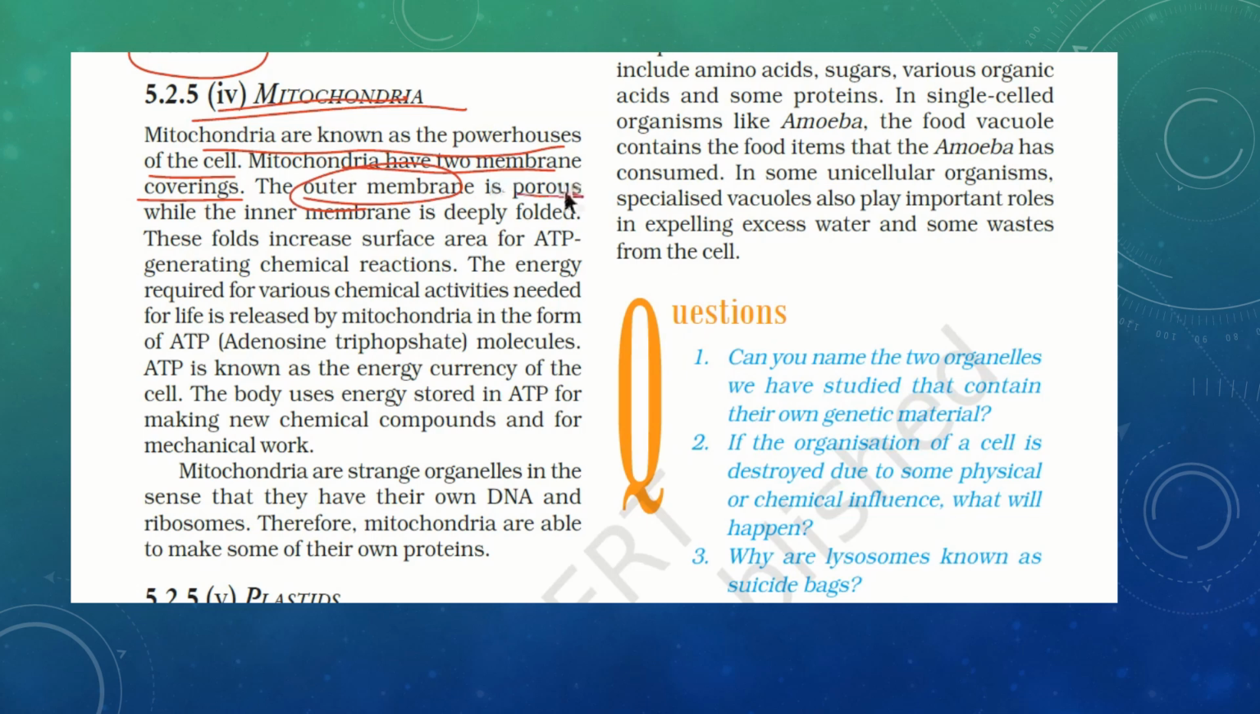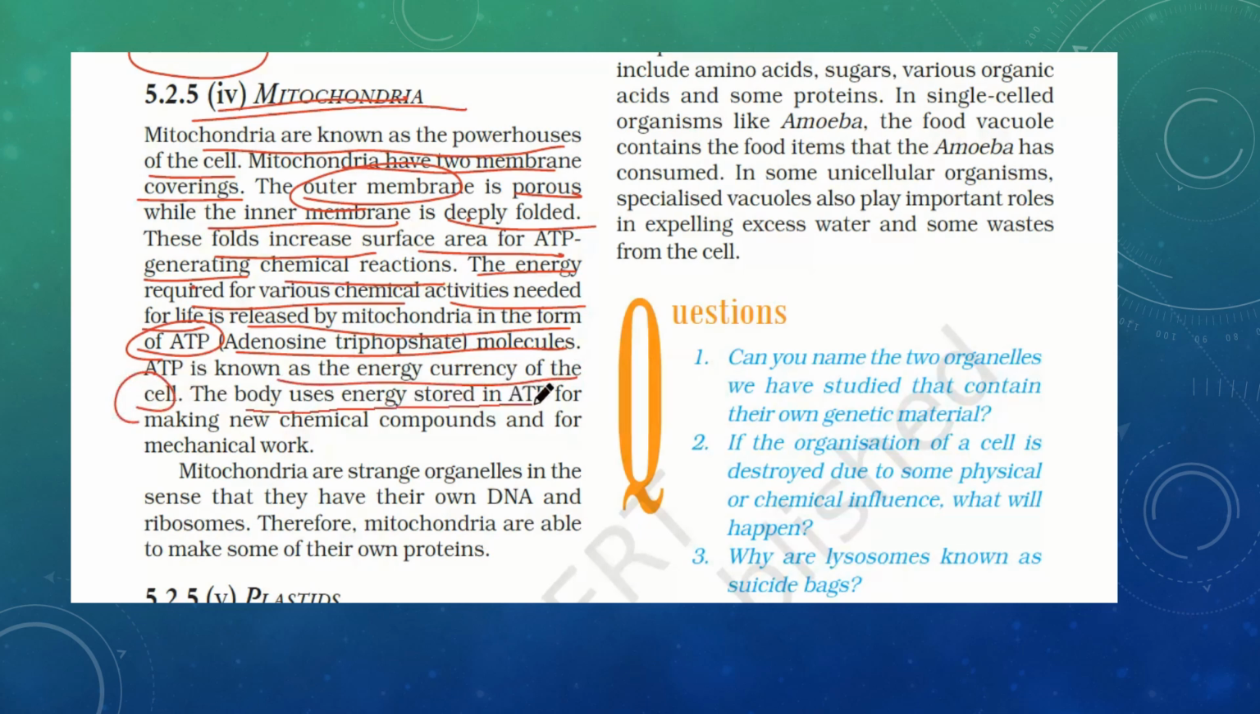The outer membrane is porous while the inner membrane is deeply folded. These folds increase the surface area for ATP generating chemical reactions, right? The energy required for various chemical activities needed for life is released by the mitochondria in the form of ATP or adenosine triphosphate molecules, right? So it is the powerhouse of the cell. It is generating power, it is generating chemical reactions, and the energy required for the various chemical activities of life is produced in the mitochondria itself. The energy released is in the form of ATP, that is adenosine triphosphate. It is known as the energy currency of the cell.